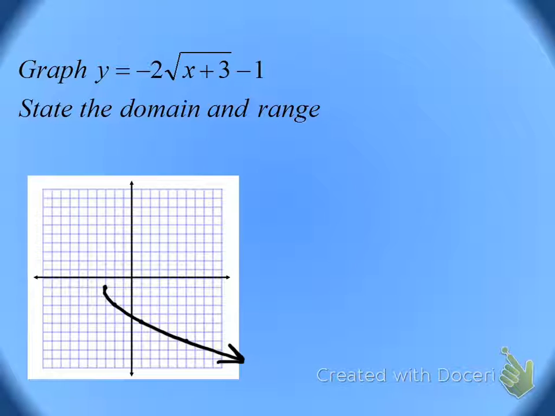Wait, so would the range also be greater than or equal to -1? There's not one less than because it goes down. It'd be less than. Alright. Maybe it is wrong.